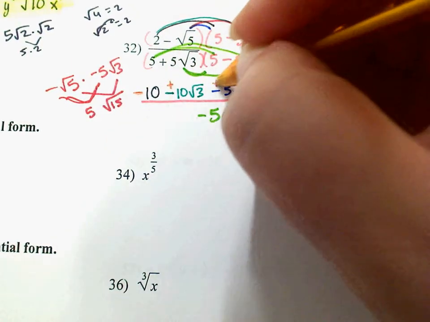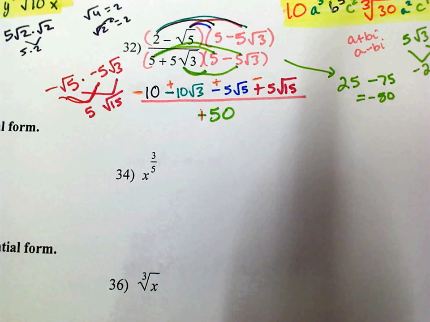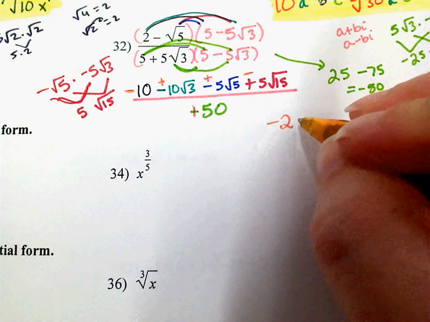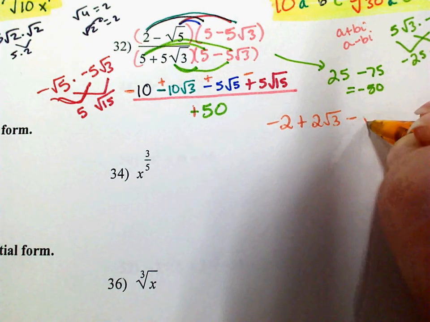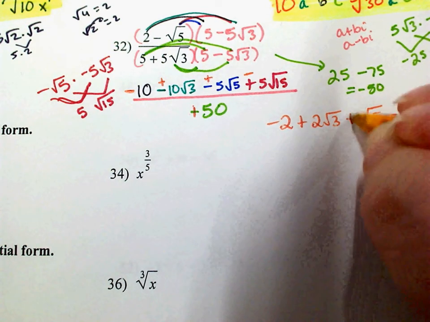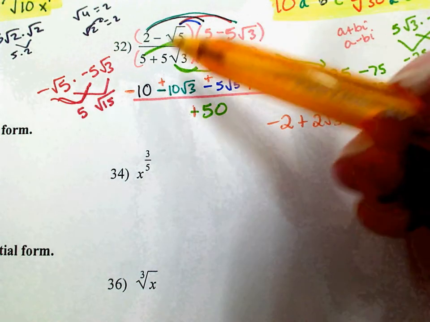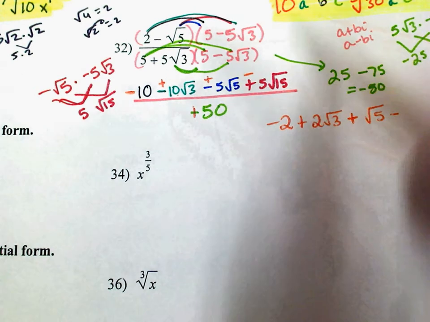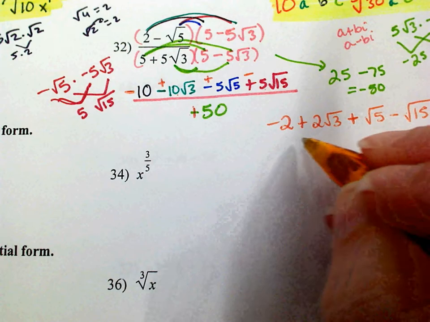Yeah? And then I'm going to divide everything by 5. So I've got negative 2 plus 2 root 3 minus 1 root 5, or just root 5, plus, what happened to my, oh yeah. 10 divided by 5 is 2, 10 divided by 5 is 2, 5 divided by 5 is 1, 5 divided by 5 is 1, so square root of 15, all over what? 10, because I divided by 5. And there you go.